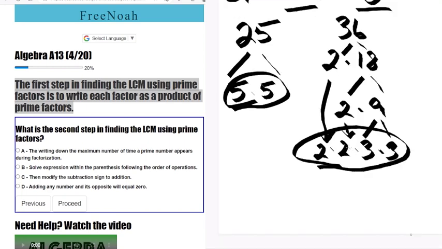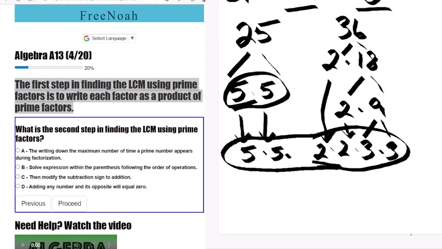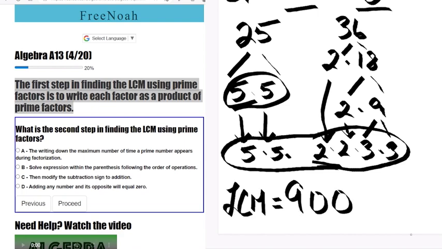So now let's just simply combine. 5 times 5 times 2 times 2 times 3 will give us our least common multiple of 25 and 36, which is 900.